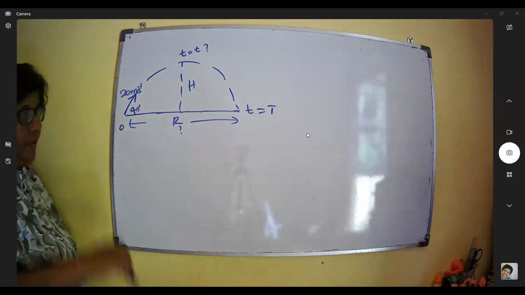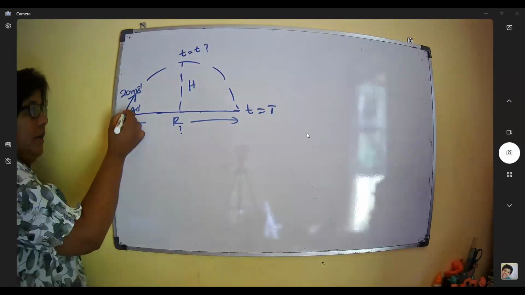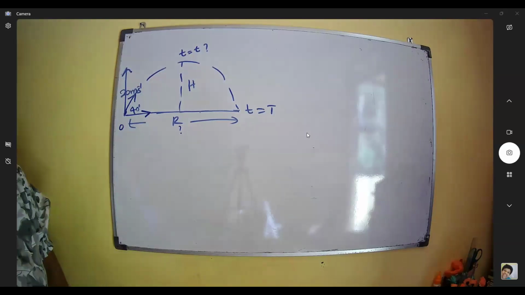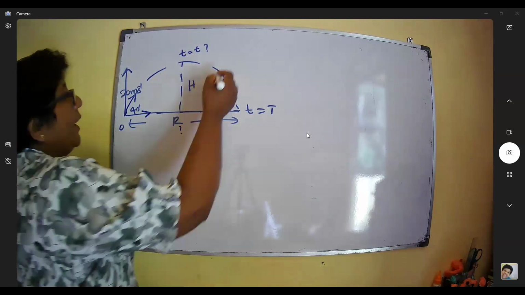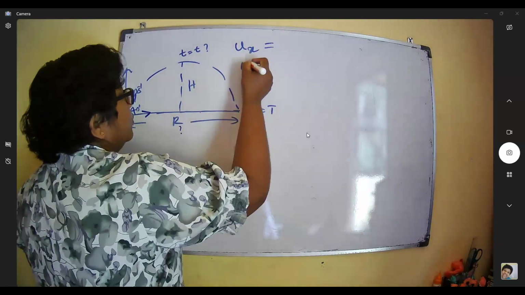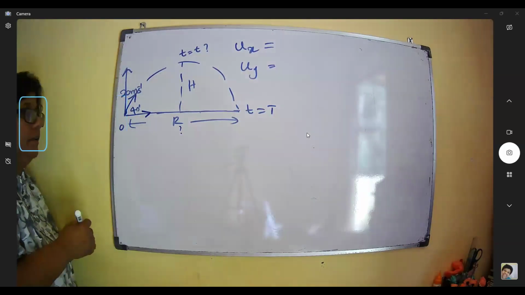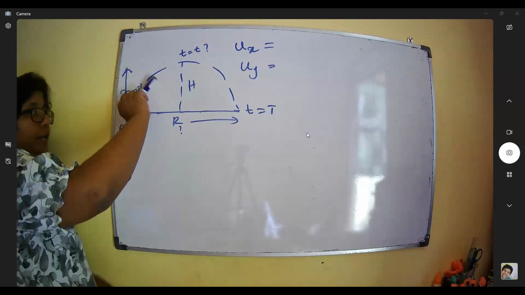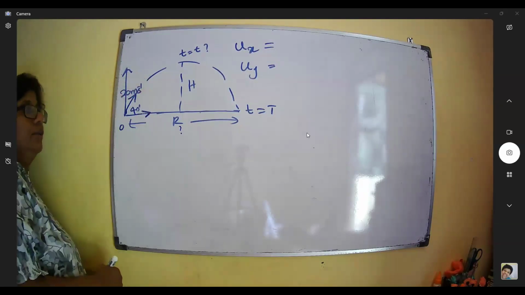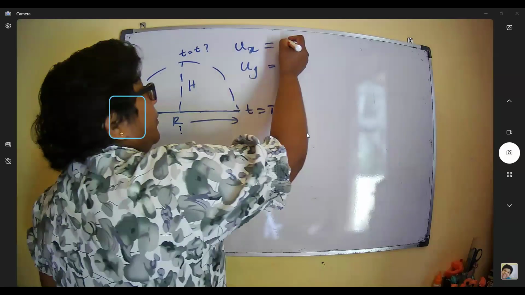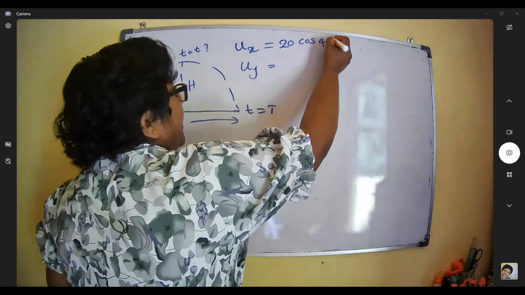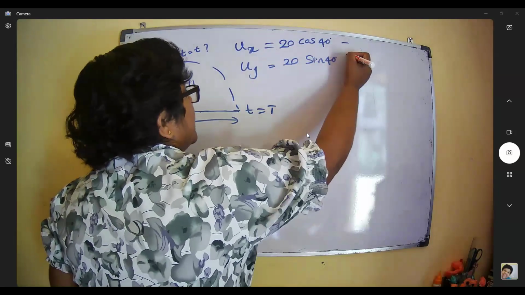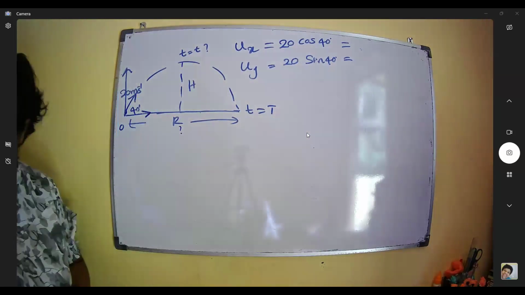First, we can take the horizontal component of velocity. We can convert this into two components. The question is also asking about the vertical component, right? Ux and Uy. Then we know how to take the components of velocity. This is the direction and 20 is the velocity with angle 40, so Ux is equal to 20 cos 40. Another one is 20 sin 40. Then what is the value? We can find it.